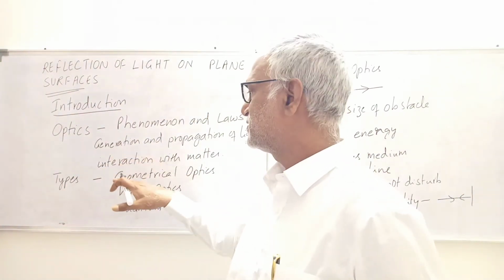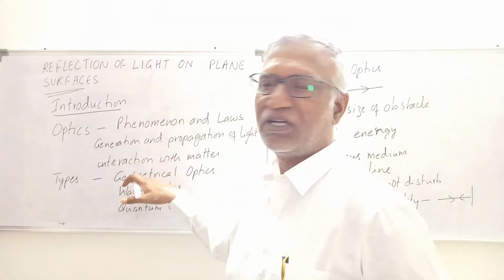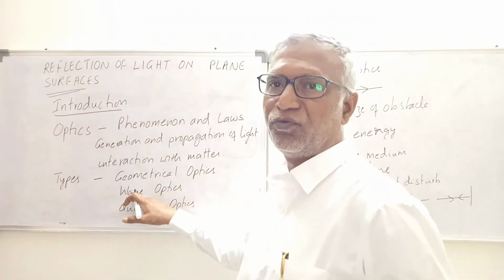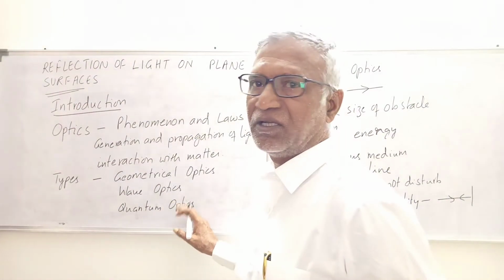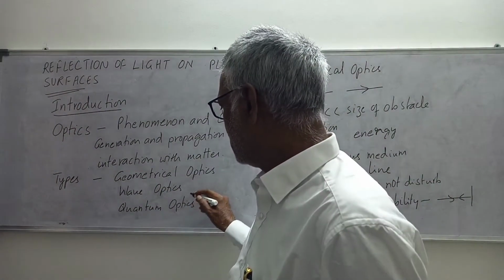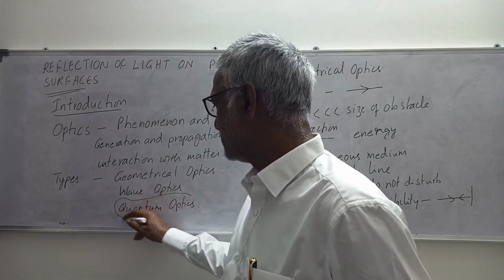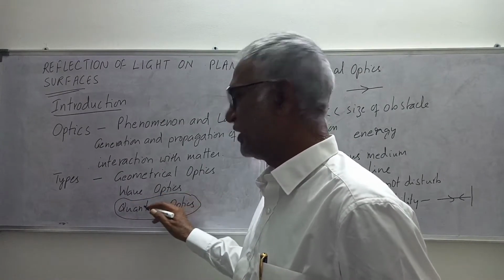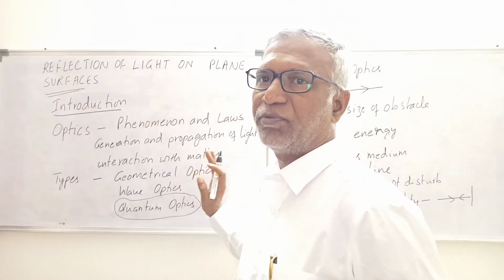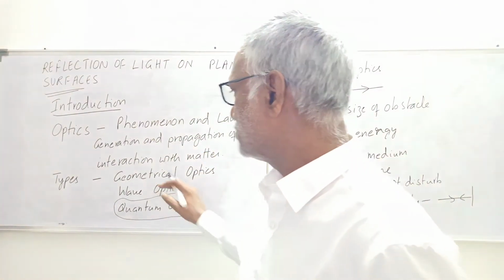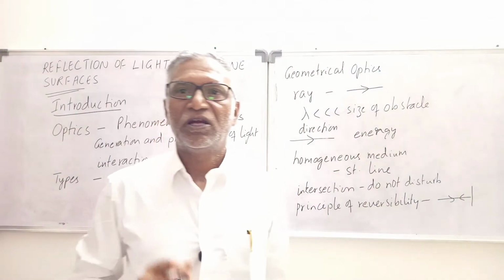So what are the types of optics? There are three types actually: geometrical optics, wave optics, and quantum optics. But here in 11th and 12th we don't have quantum optics, we only have geometrical optics and wave optics. So what is geometrical optics?